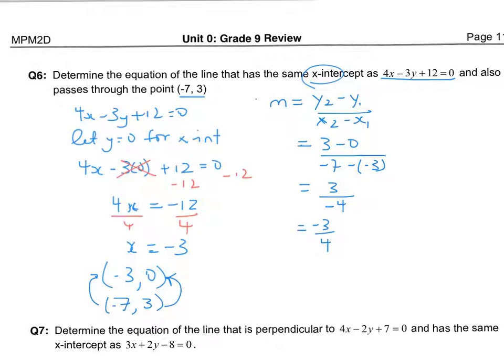We usually move the negatives up to the numerator so they don't get lost in the bottom. It's just a convention that we use in math. Okay, at this point now, we use y equals mx plus b. We're going to sub in the value of our slope for the m.